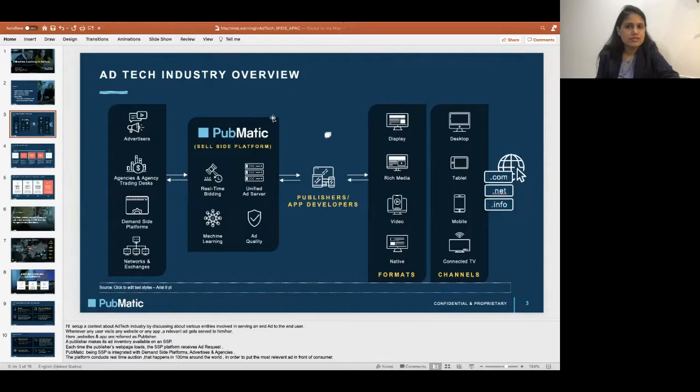So PubMatic being an SSP is integrated to the demand side platforms and various other entities like advertisers, agencies, network exchanges, etc. The platform conducts the real-time auction in 100 milliseconds in order to put the most relevant ad in front of the user.